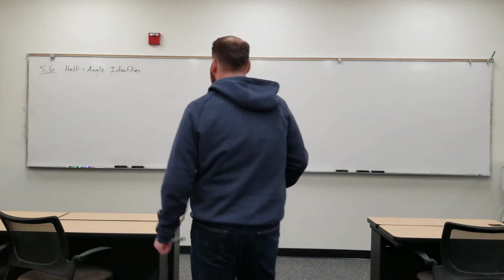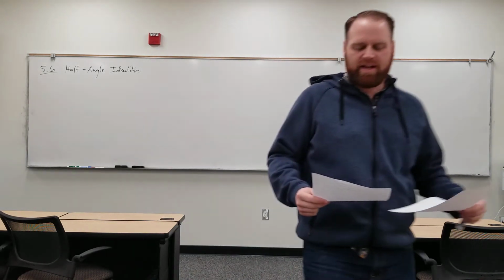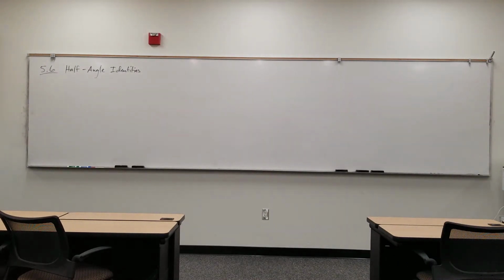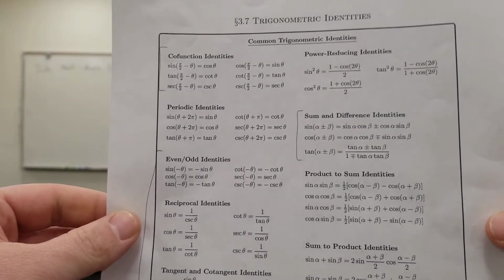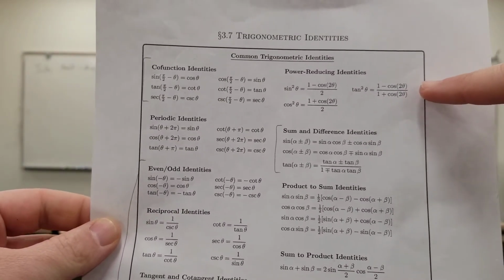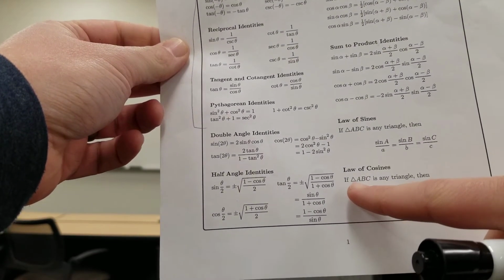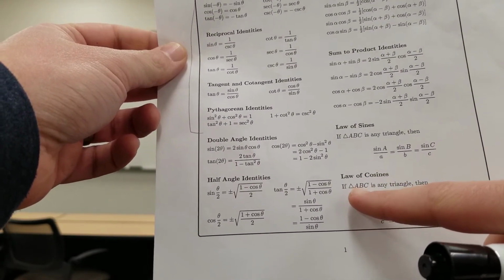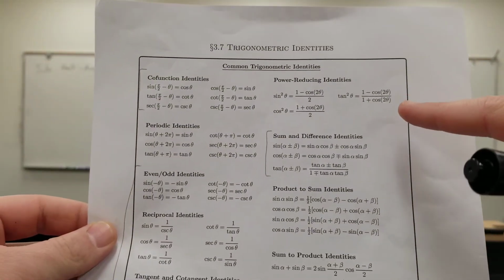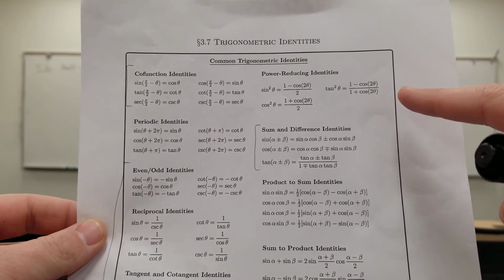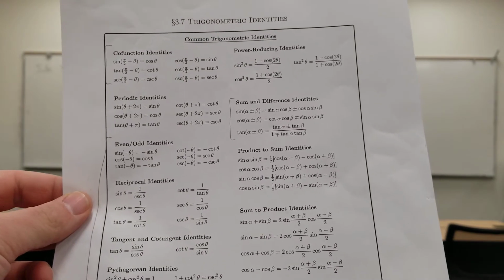So we're going to talk about the half-angle identities and the power-reducing identities. Let me point out what we're doing today. We're going to be looking at these and these down here. Really the main focus is going to be on the half-angle identities. The power-reducing identities are related to the half angles, and you'll see why.